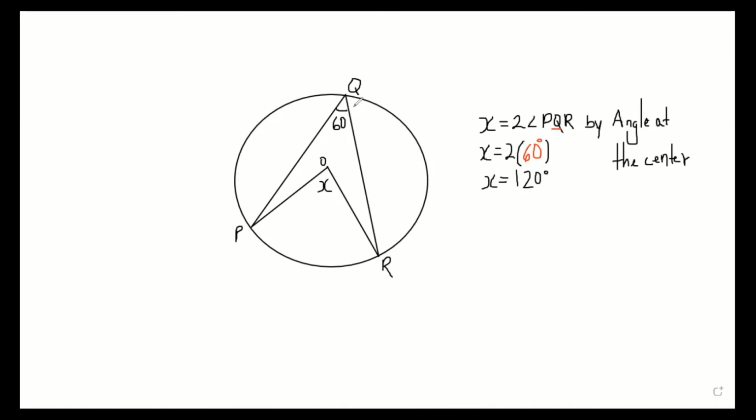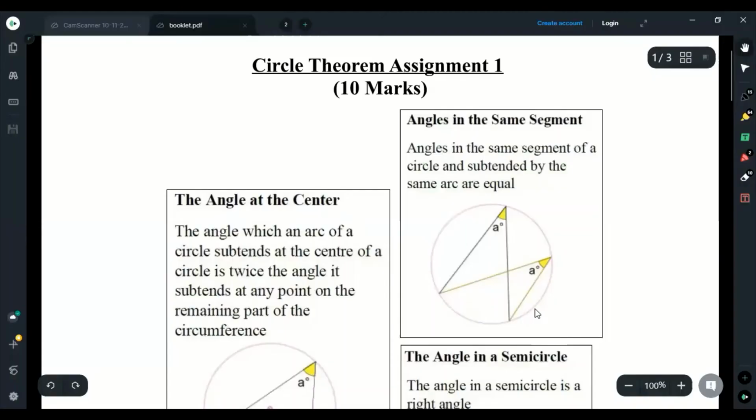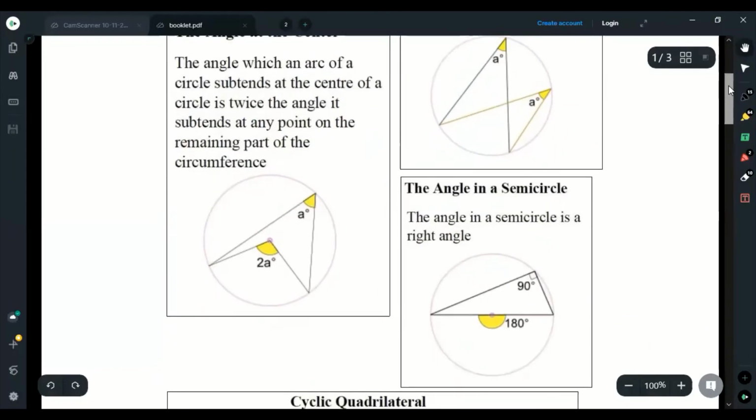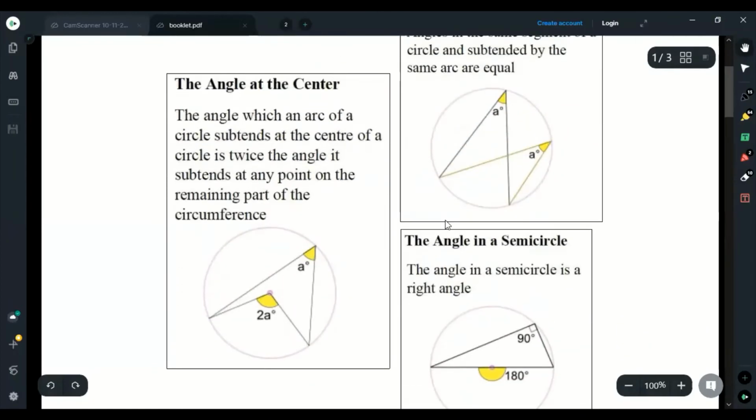Okay, let's continue to look at different examples here, or different concepts here for circle theorem. So now you guys understand the first one, which is angle at the center. It's always 2 times the angle at the circumference once both angles are standing on the same arc.